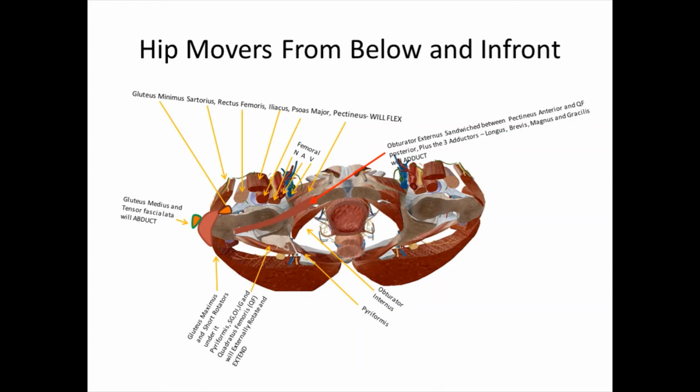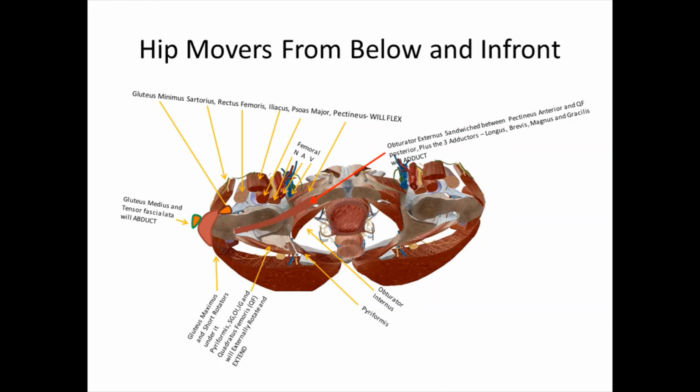You see the gluteus minimus, the sartorius, the rectus femoris, the iliacus, the psoas major, and the pectineus, between which is the femoral nerve, artery and vein from lateral to medial. All these will flex the hip except the artery, vein and nerve. Then you have the obturator externus between the pectineus and quadratus femoris, in the adductor compartment, and the three lower muscles of the adductor compartment corresponding to these are adductor longus, brevis, and magnus, and the medial most muscle in the adductor compartment is the gracilis.